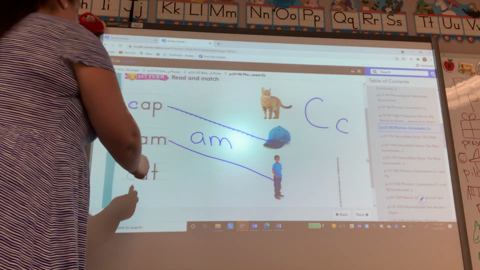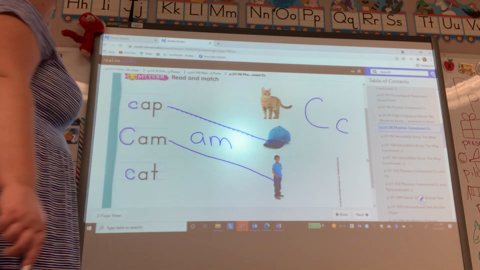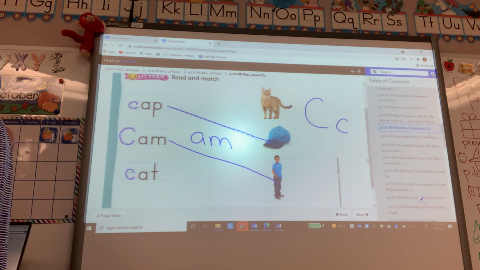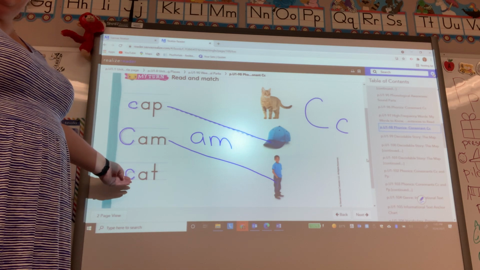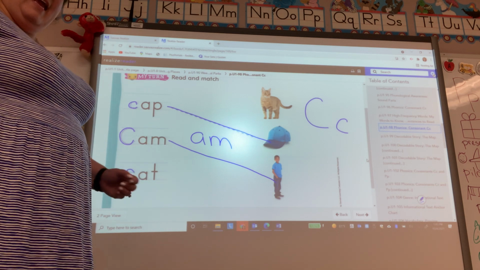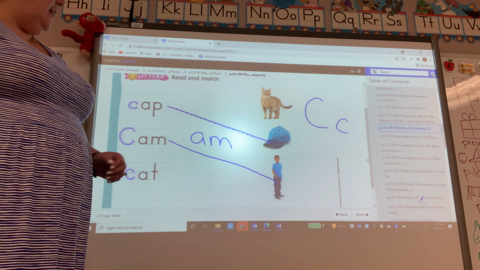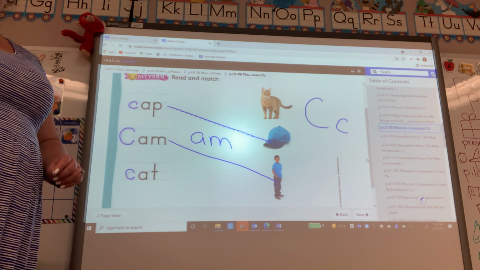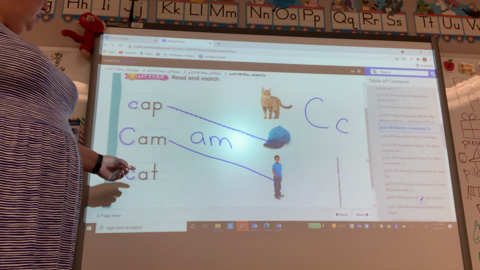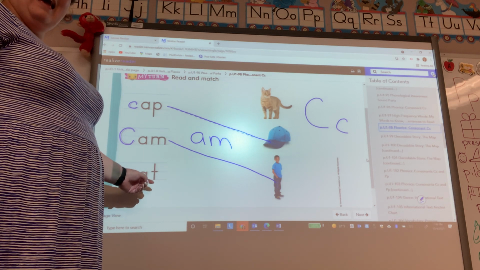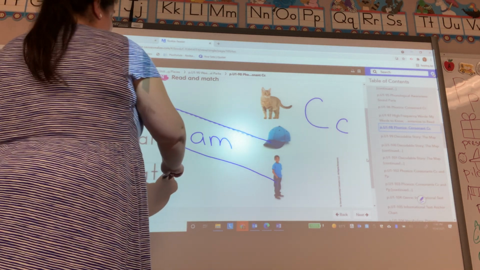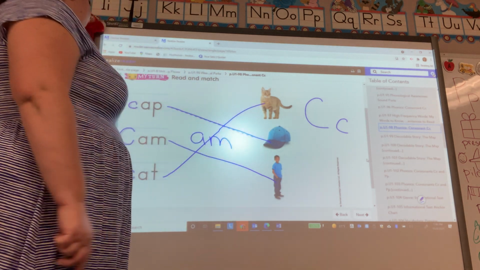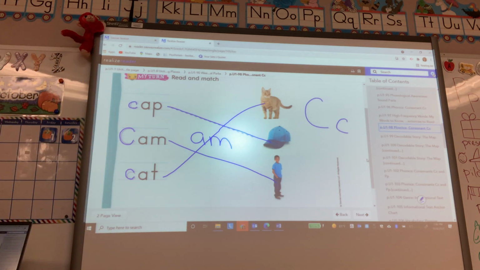Now the last one, we're going to trace our C. And let's sound it out. We have the letter C here, makes the k sound. The letter A here makes the a sound. And the letter T makes the t sound. So we have k, a, t, cat. So draw your line from the word cat to the picture of the cat.